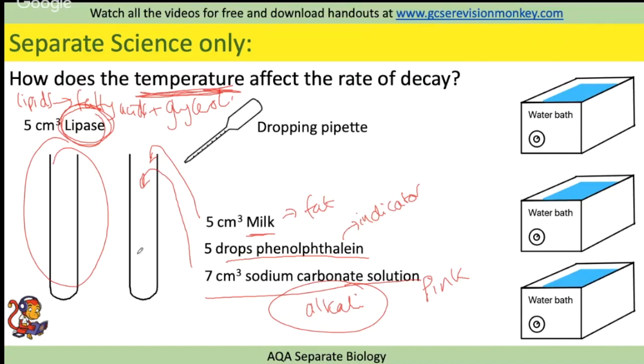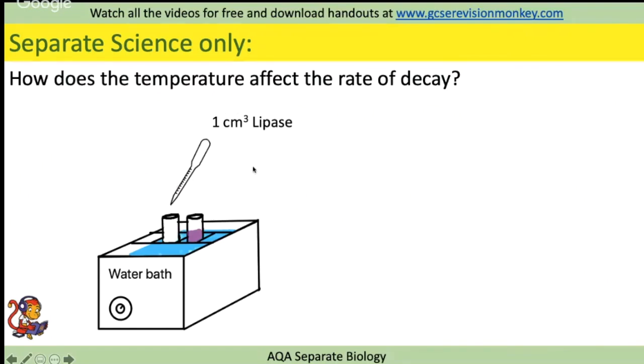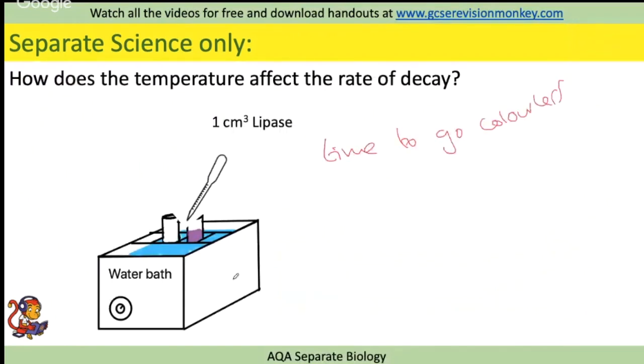So we put all of that into one test tube, and we've got the lipase in another, and we need to put them into the water bath so that they stabilise. We might have one at 30 degrees, for example, 40 degrees and 50 degrees. Now, it starts off pink, and we then need to take 1 centimetres cubed of lipase, once it's made up to temperature, transfer that into the other test tube, and time how long it takes to go colourless. We'd repeat that again for the same temperature, and we'd repeat it for the different water baths.